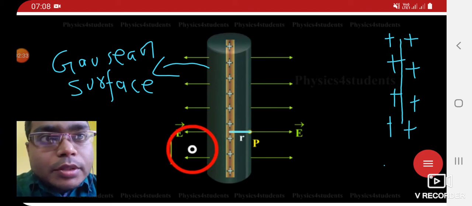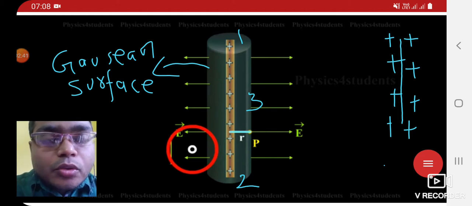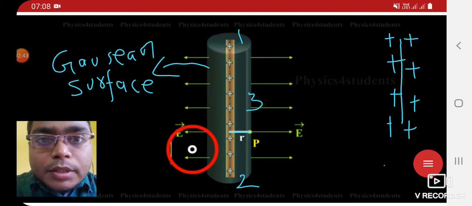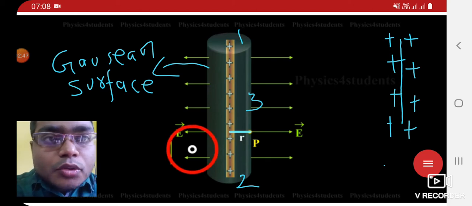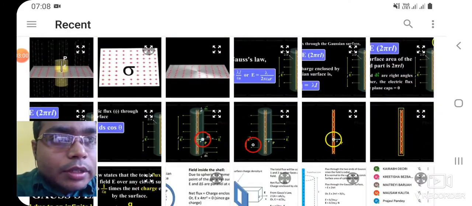Now how many surfaces are there? You can see this is the first surface, the bottom surface, then the second, and the third surface, right? So there are two surfaces present at the top and the bottom, and there is a curved surface. We are going to calculate the electric flux because of all three surfaces. So how to calculate the electric flux? We have considered the Gaussian surface. Now we are going to calculate the electric flux, right?